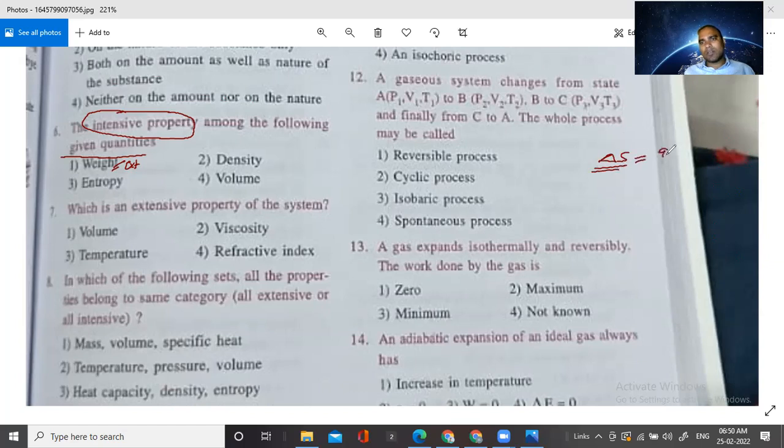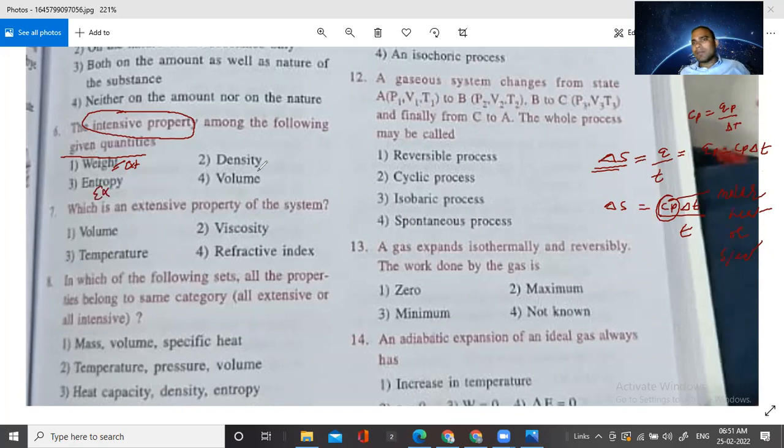Entropy: delta S is equal to Q by T. Q we can write as heat capacity. So Cp is equal to Qp upon delta T. So Qp is Cp dT, and it comes that delta S is equal to Cp delta T upon T. It means C is there, and C is molar heat capacity or specific heat capacity, which depends on the mass. So entropy is also extensive.